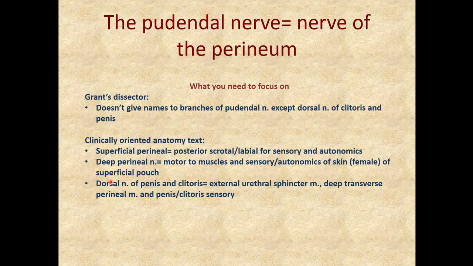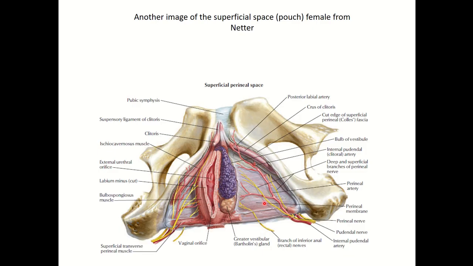Although some textbooks will also talk about the dorsal nerve of the penis or clitoris giving off branches that go to structures in the deep space. So you don't have to know different branches of the perineal nerve, superficial and deep, but you should be aware of the dorsal nerve of the penis and the clitoris, and essentially the rest you can just call the pudendal nerve. Here's an example of that.